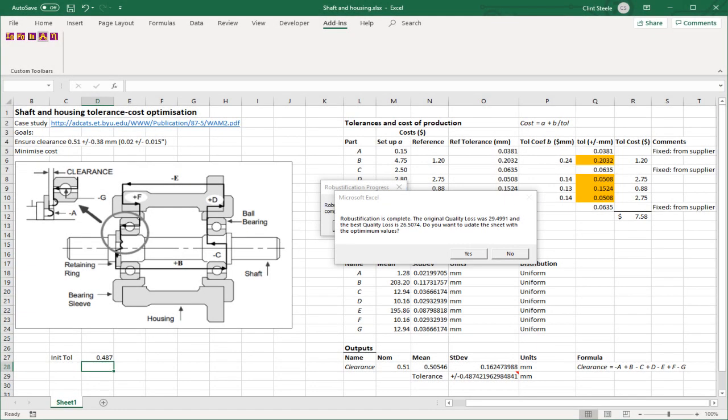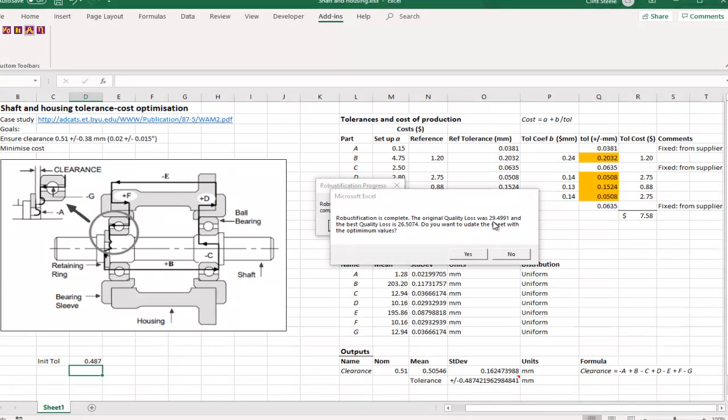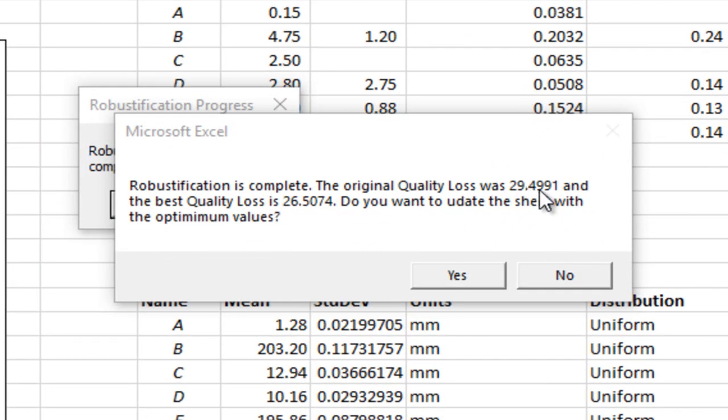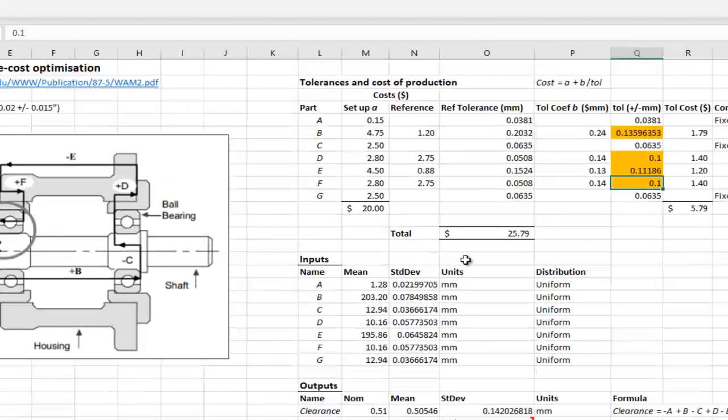So we're now back and the optimization has completed. We're being presented with a question here on whether we want to accept the updated values or not. We can see that the quality loss has dropped from $29.49 down to $26.51. So there has been an improvement there. We might as well take the optimum values, otherwise there's no point in doing what we just did. And we'll see what we have.